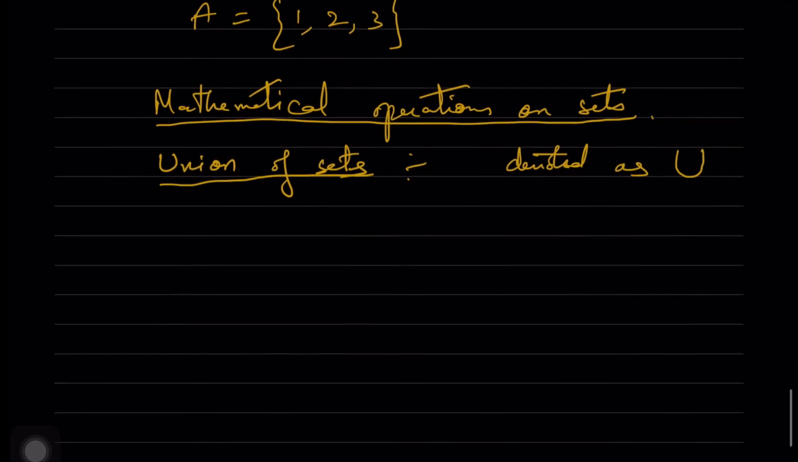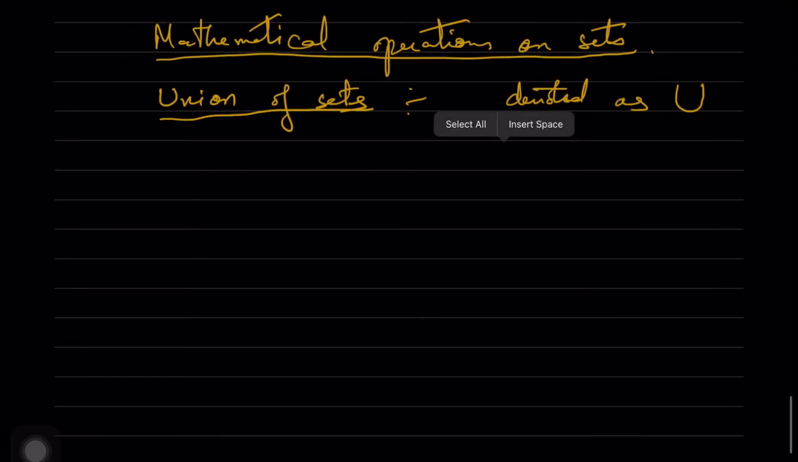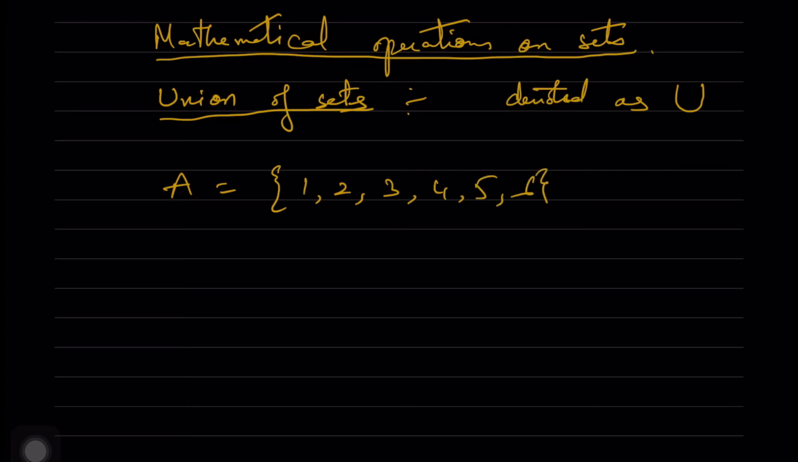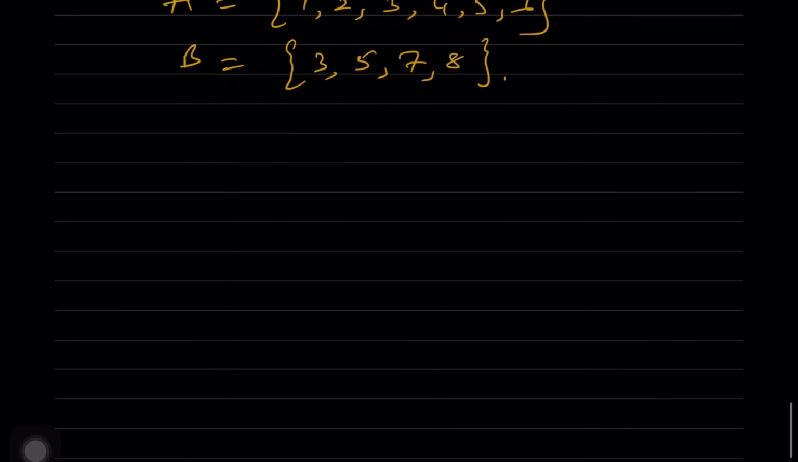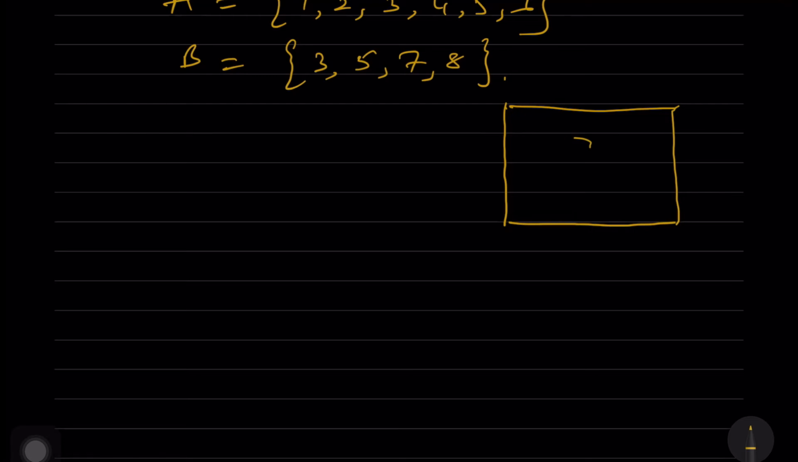Okay, so now suppose I take, for example, what is this union of sets? We'll see. If I take A is equal to 1, 2, 3, 4, 5, 6, and B is equal to one more set in which you are having 3, 5, 7 and 8. So now here, taking our universe, that is Venn diagram, how it is represented, we'll just see. If you're taking two circles inside this rectangle, this is A and this is B, this is our universe.